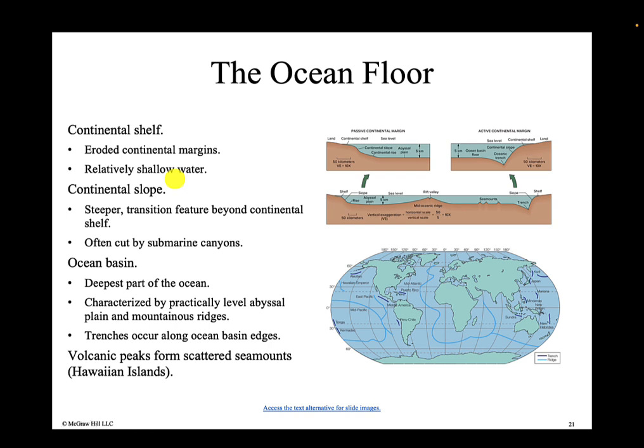Then the transition between a continental shelf and the ocean basin is the continental slope. Slope means there is a decline, literally, so it's a steeper transition feature between the shelf and the ocean basin. Most of these continental slopes are 20 to 40 kilometers wide. Again, they are found between the continent and the deep ocean basin, and they are often cut by submarine canyons.